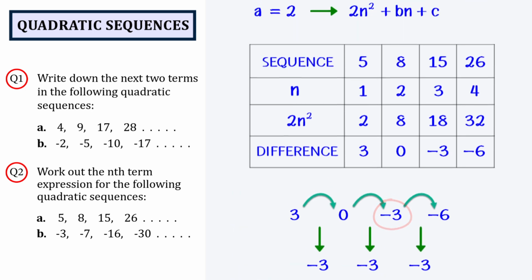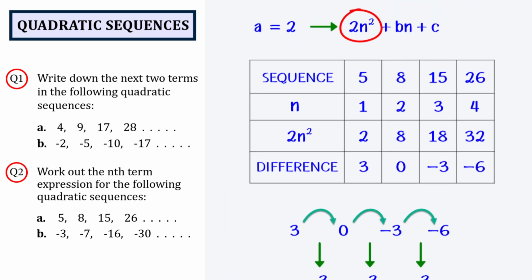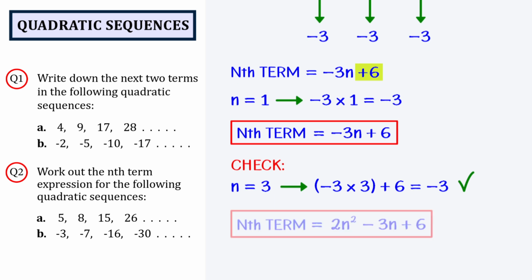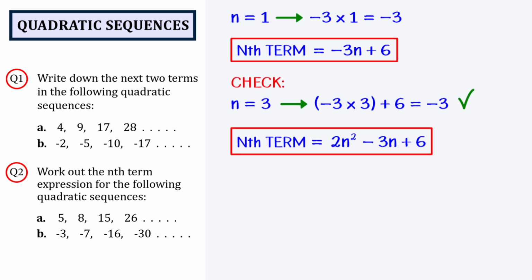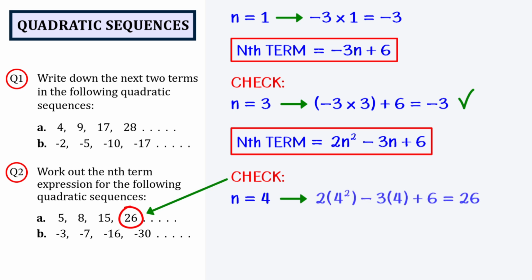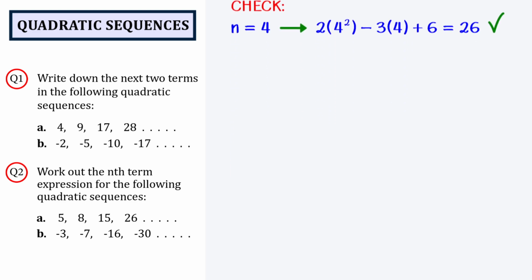And so putting this together with the 2n squared gives us the quadratic nth term expression, which is 2n squared minus 3n plus 6. Let's check this expression works by using n is equal to 4. We should get 26. So 2 multiplied by 4 squared minus 3 multiplied by 4 plus 6 is equal to 26. And so the quadratic nth term expression is correct. So the nth term expression for the sequence 5, 8, 15 and 26 is 2n squared minus 3n plus 6. And so that answers part A.